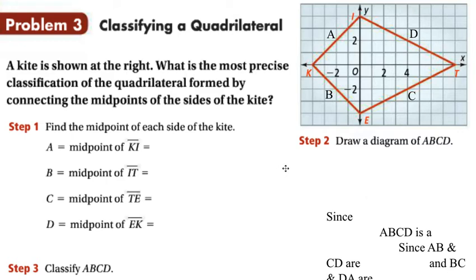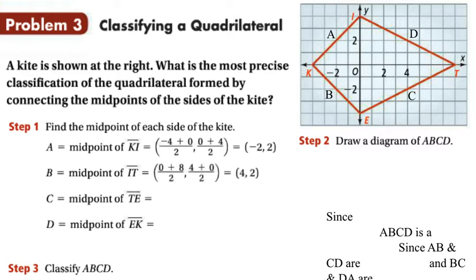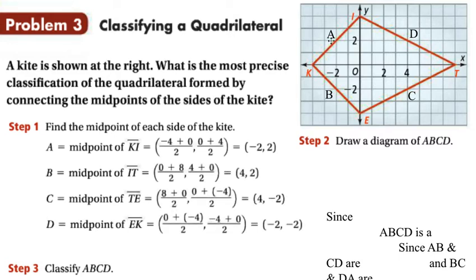In problem 3, we want to classify a quadrilateral. So we have a kite that's given, and we want to know what is the most precise classification of the quadrilateral that's formed by connecting the midpoints of the sides of the kite. Well, first let's find out what those midpoints of the sides of the kite are. Using our midpoint formula, we have these 4 midpoints, and I've labeled those A, B, C, and D.